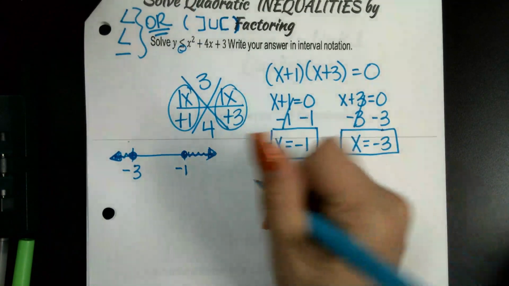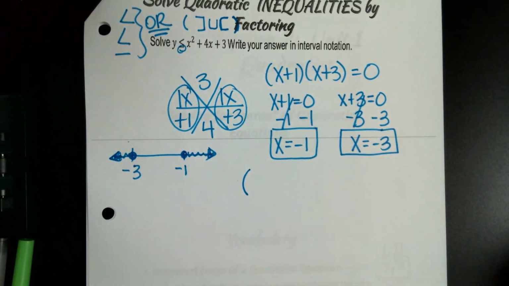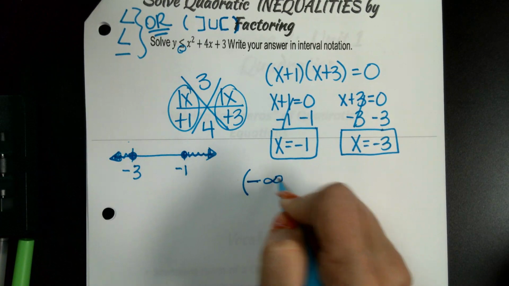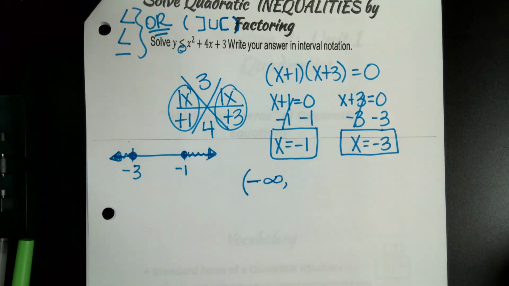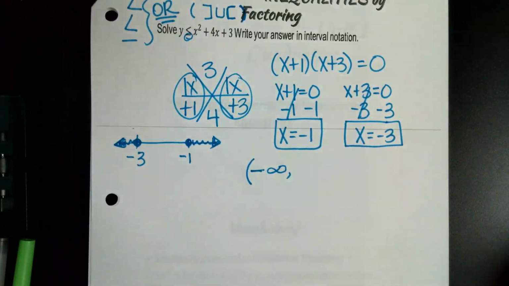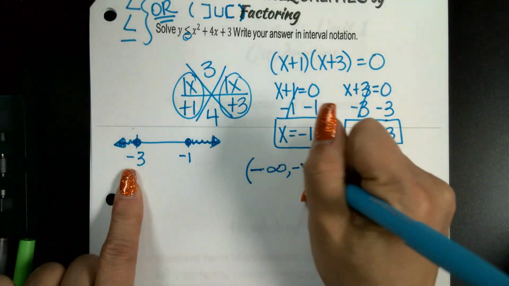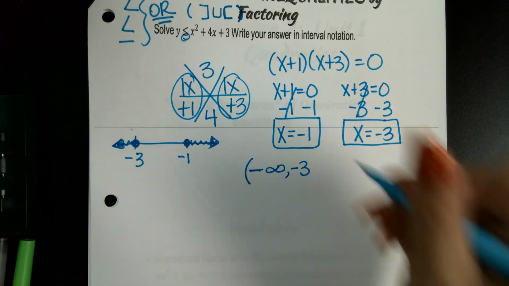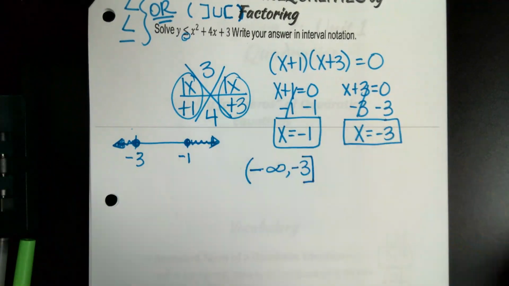So, automatically put a parenthesis because negative infinity is not a number. It's not one specific number, so it has to be the parentheses, okay? Which one is the smaller of the 2? Negative 3. Remember, negatives are different. Okay, now this was an equal sign, so the negative 3 needs to be with a square bracket around it, okay?